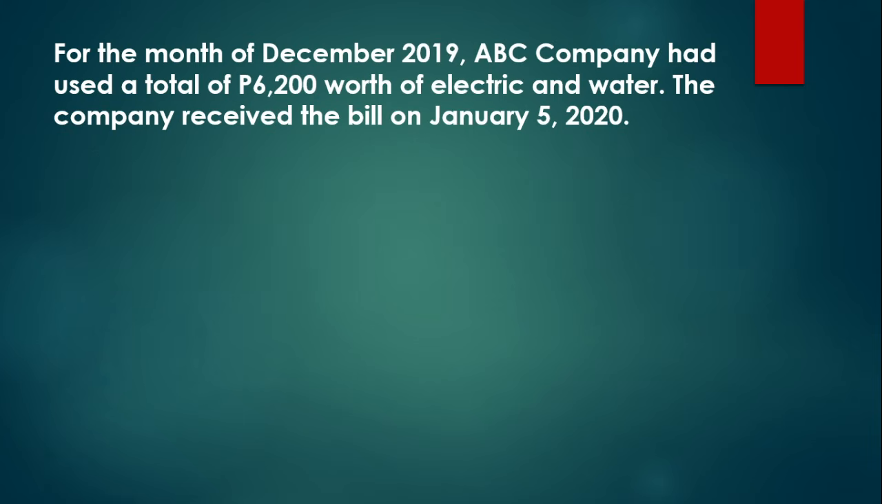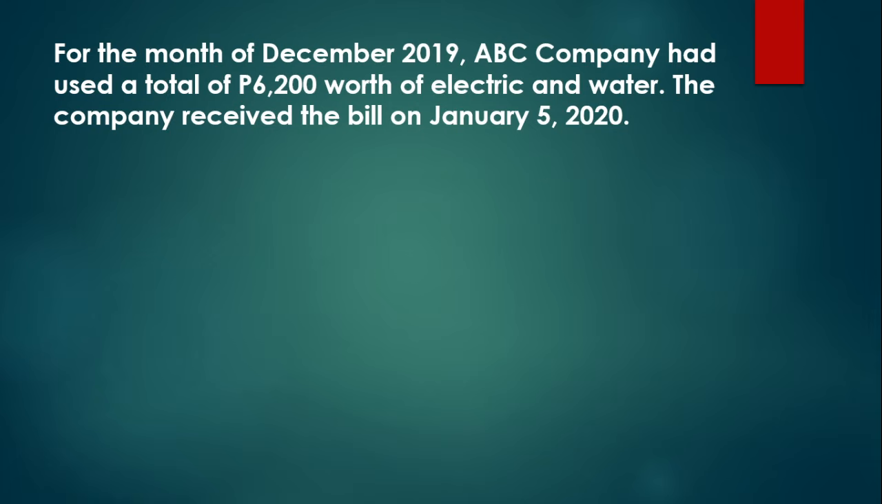For the month of December 2019, ABC Company had used a total of 6,200 worth of electric and water. The company received the bill on January 5, 2020. For the month daw ng December, si ABC Company, ang nagamit nilang tubig at kuryente ay 6,200. Pero, naka-receive lang sila ng bill noong January 5.